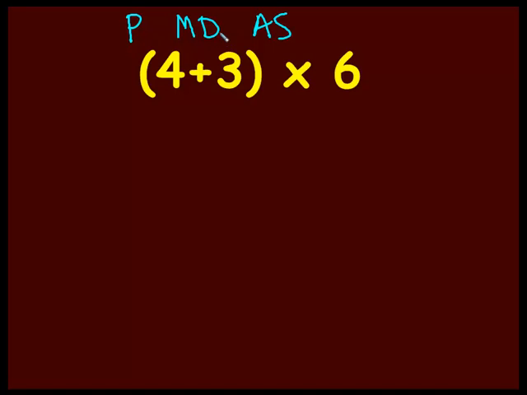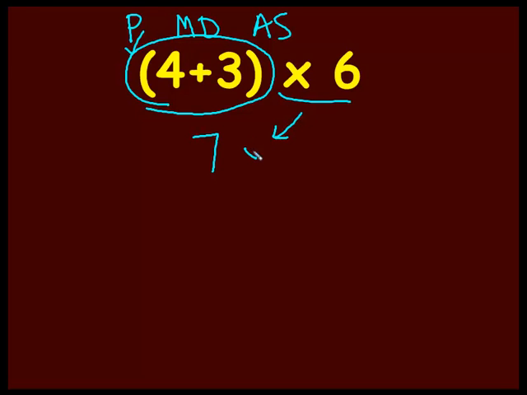All right, we have another problem. So in this problem, I do see parentheses. So what that tells me is that whatever's inside the parentheses, I must do first. So I will add 4 plus 3 to get 7. So I've taken care of that part of the expression. Now I'm looking for multiplication. I do have that. So I rewrite the multiply by 6, and I can now multiply 7 times 6, which is 42.